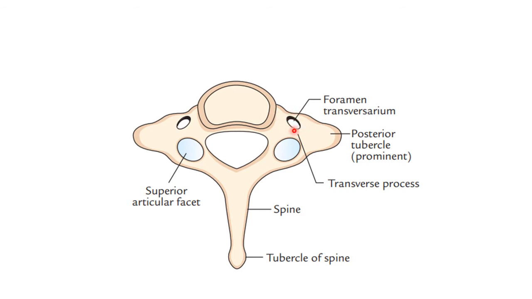All the other cervical vertebrae from C1 to C6, their foramina transversarium transmit the vertebral artery, but that of the seventh cervical vertebra does not transmit the vertebral artery. It only transmits the accessory vertebral vein.